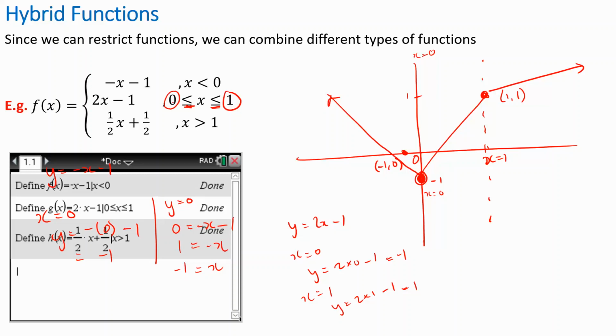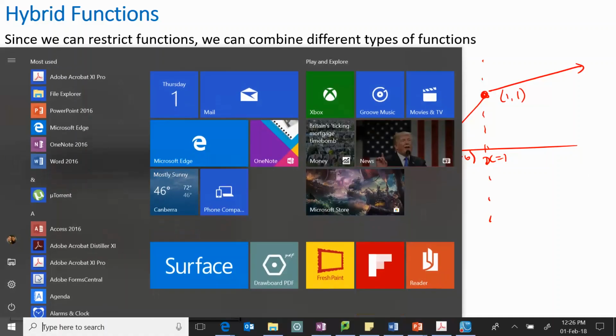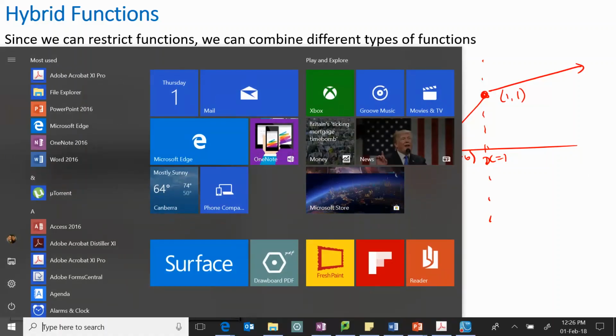Label the x-axis. Should have been half there, half 0. There we go. All right, I'm going to conclude this video because, oh wait, we still have 10 minutes, don't we?